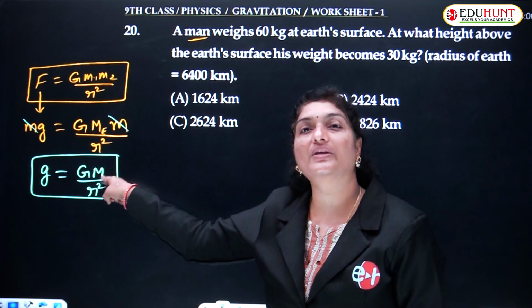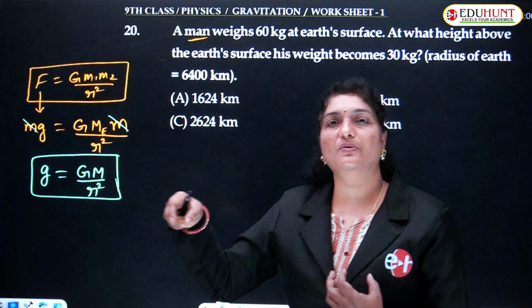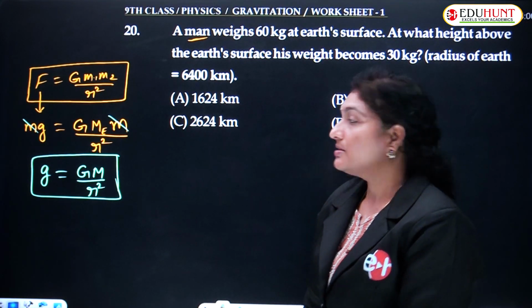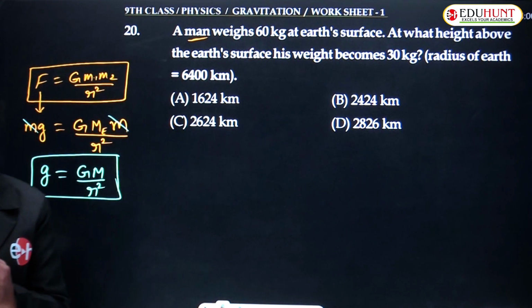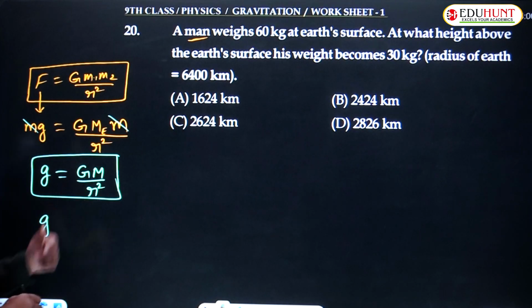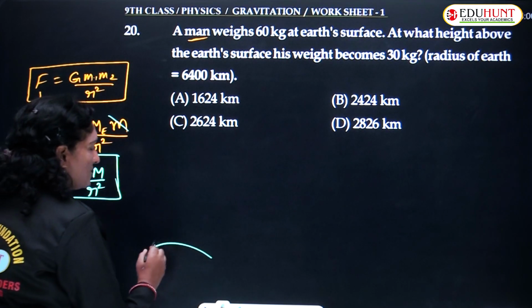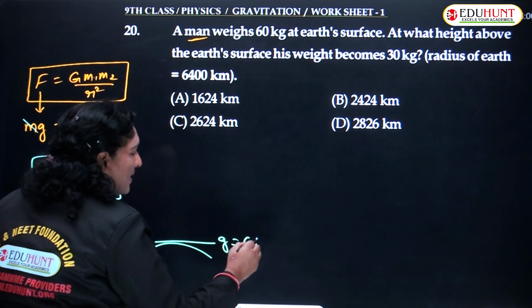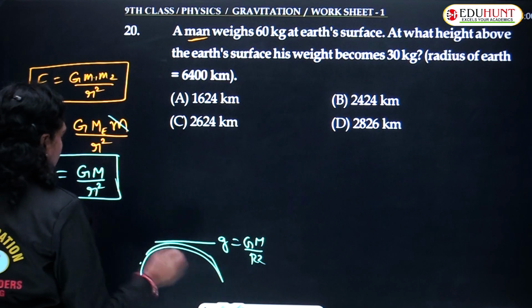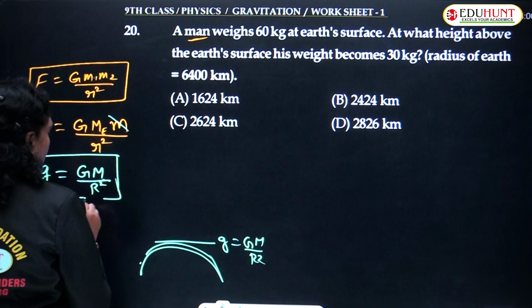M is the mass of the earth. R is the distance between the body and the surface of the earth. So this is a generalized formula. Suppose we consider g on the surface of the earth; it is taken as GM by r square. Similarly, for g at a certain height above the surface of the earth, we consider GM by r square. So instead of small r, let me replace this with capital R, because it is the radius of the earth.